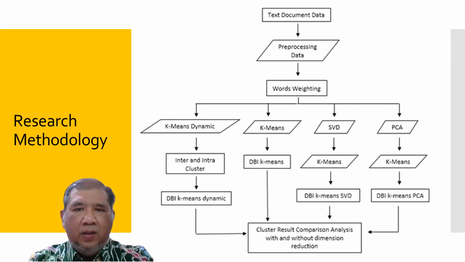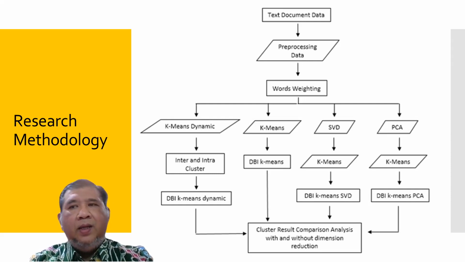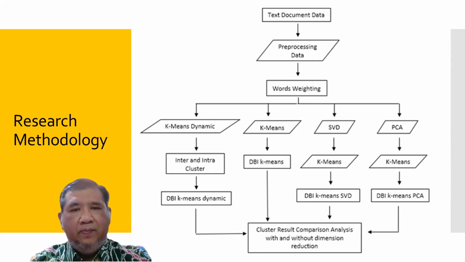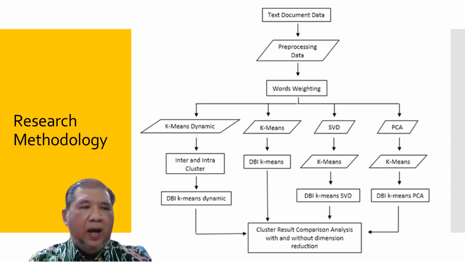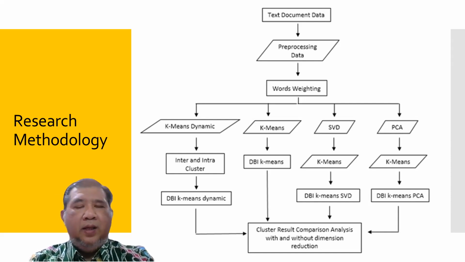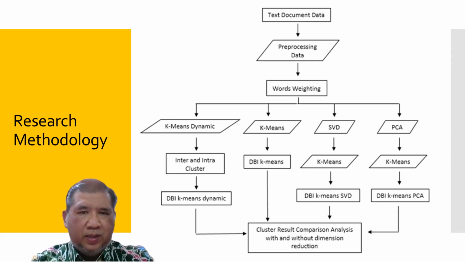But before we do all of this, we should know the best value for the K parameter of K-means. For that reason, we use the K-means dynamic algorithm to find the best number of K. After that, we compare all the results in terms of DBI, the Davies-Bouldin index, the computation times, and also the number of iterations of the K-means process.